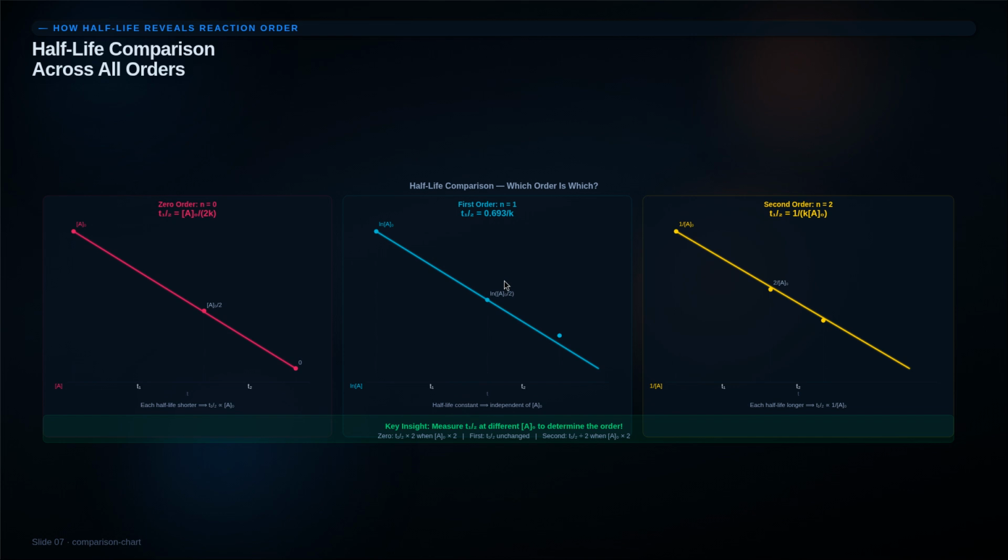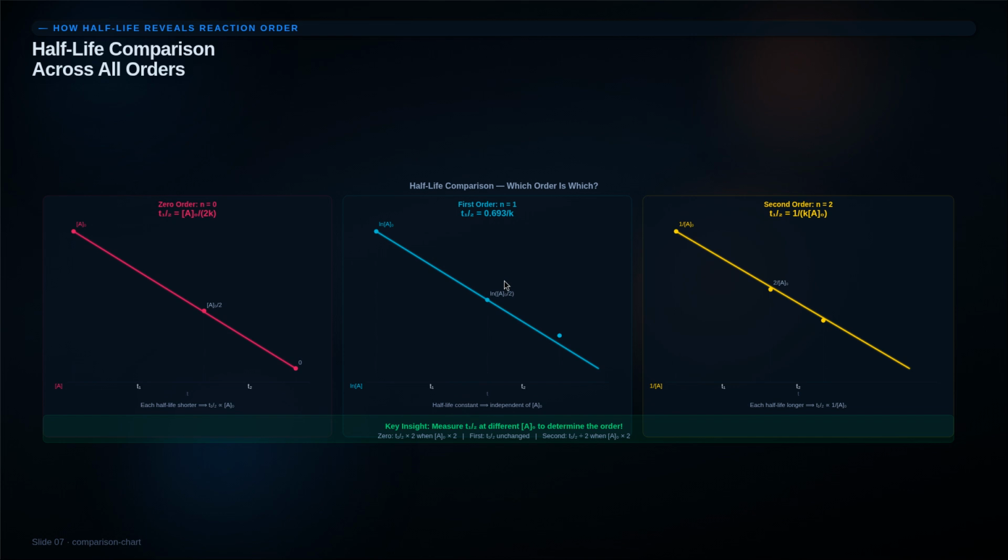Zero order, T 1/2 is proportional to A0. First order, T 1/2 is constant, independent of A0. Second order, T 1/2 is inversely proportional to A0. If you perform an experiment at 2 different initial concentrations and measure the half-life, the pattern immediately tells you the order. For zero order, doubling A0 doubles T 1/2. For first order, T 1/2 stays the same. For second order, doubling A0 halves T 1/2.